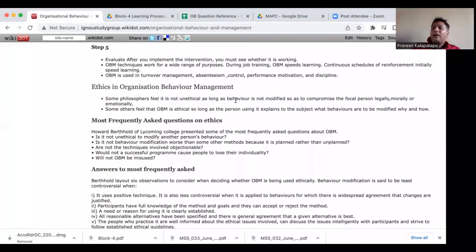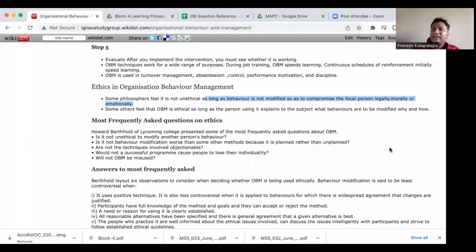So as long as the behavior is not modified so as to compromise the focal person legally, morally, or emotionally. Basically, here you are not trying to modify the behavior so that you target that person. You are not morally demotivating them, or emotionally harassing them, or trying to legally attack them. You're not doing any of those things, so that means it is fair. You can modify the behavior, right? That is what some philosophers say.